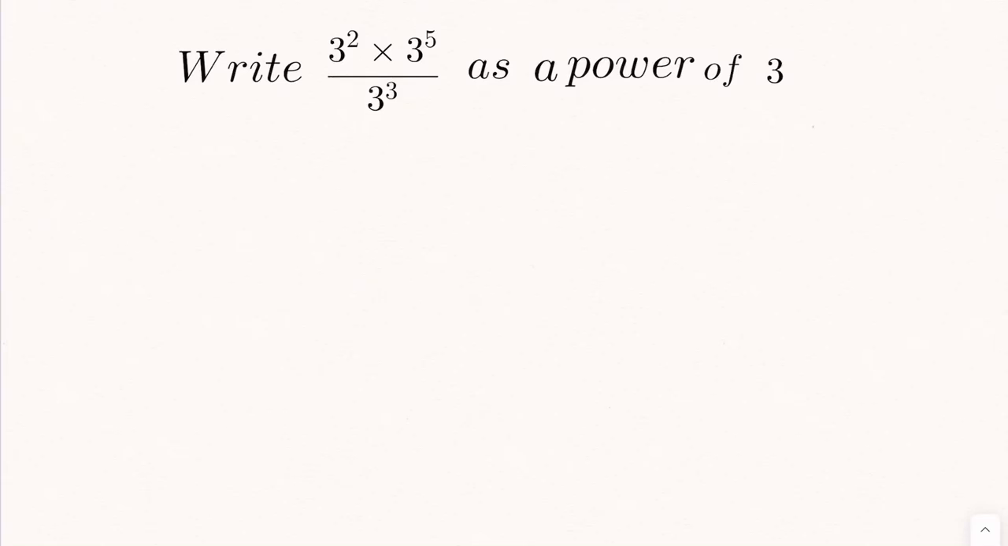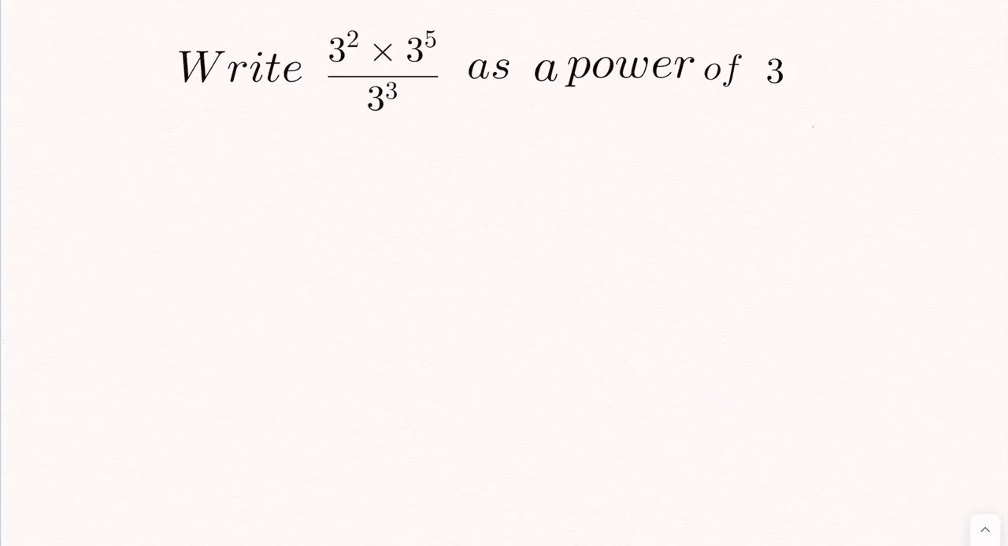Write 3 raised to the power of 2 times 3 raised to the power of 5 divided by 3 raised to the power of 3 as a power of 3. So all the bases here are the same. They are all base 3.